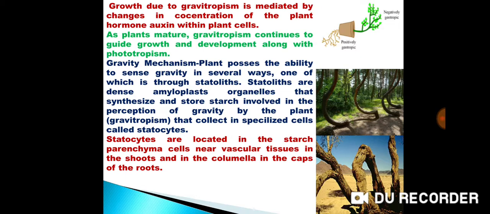The statocysts are located in the starch parenchyma cells near vascular tissues in the shoot and in the columella, in the caps of the root.